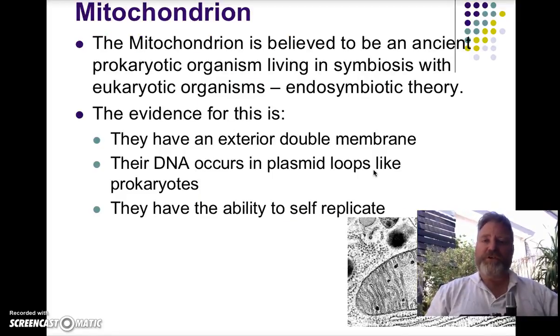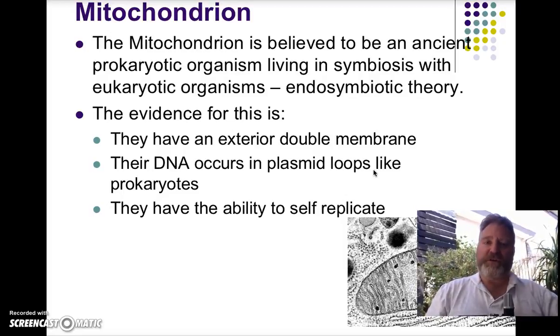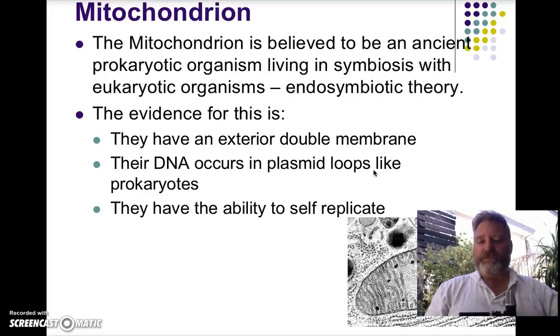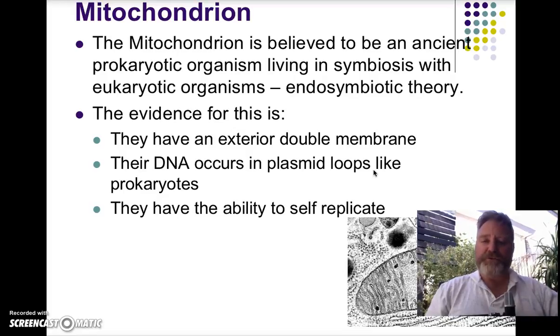So the mitochondrion is also believed to be an ancient prokaryotic organism living in symbiosis with eukaryotes. And again, they have a double phospholipid layer. They have DNA occurring in plasmid loops like prokaryotes do. And again, they have the ability to self-replicate.